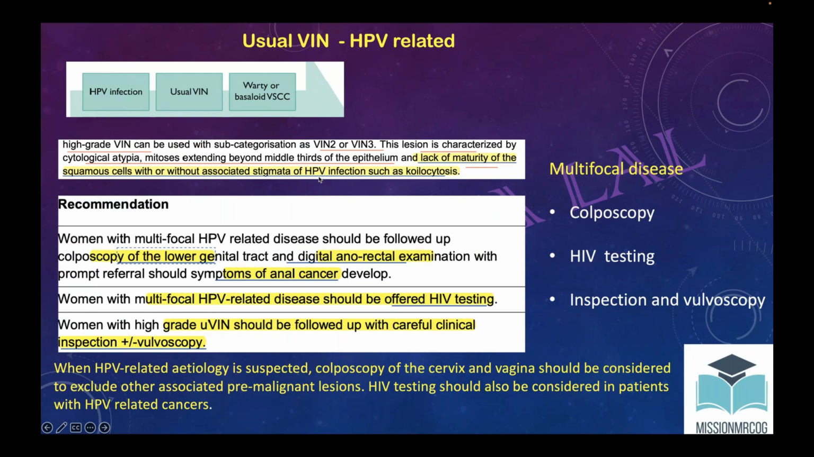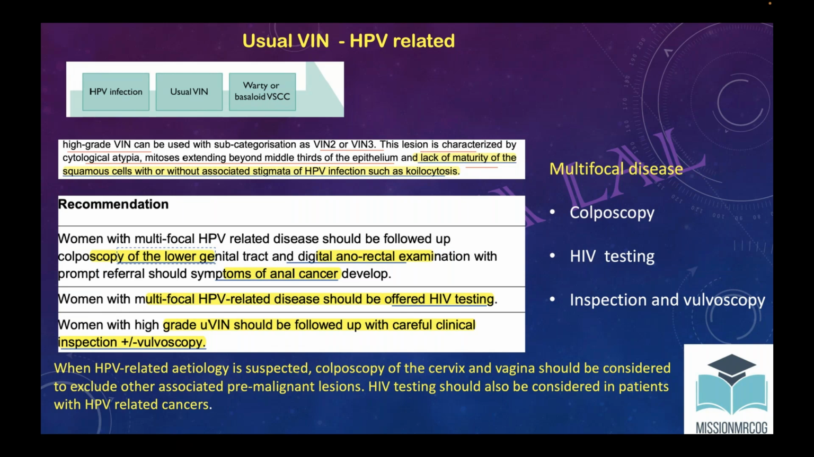the koilocytosis. So basically, this is from the BGCS guideline only. So HPV related lesion, you will find koilocytosis. So there are certain changes in the cell, and that is related to HPV, and these are the koilocytes. So this you should know because it comes in question. Again, as I already told, it is multifocal disease, so it is very important.